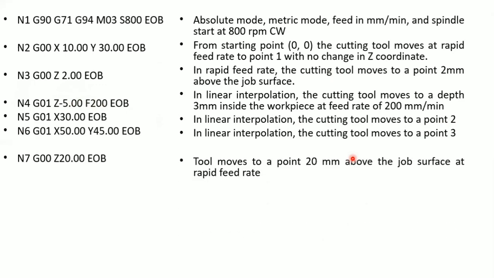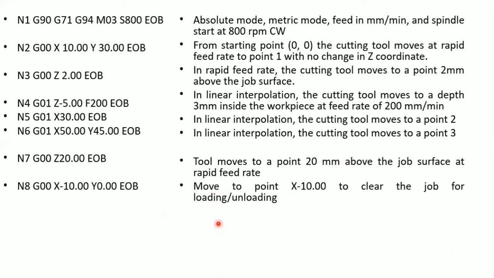Okay, so the tool moves to a point 20 mm above the job surface at rapid feed rate. And here again G00 X minus 10 Y0. So move to point X minus 10 to clear the job for loading and unloading. Then finally, program end. So in this way you can write this program for linear interpolation.